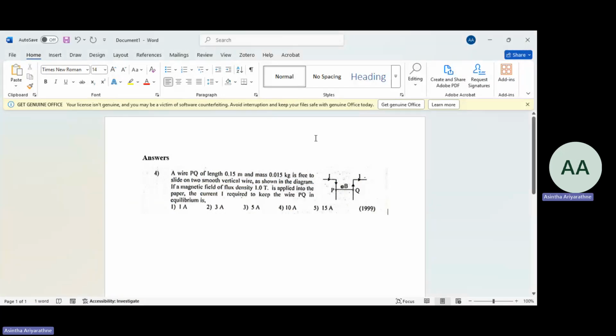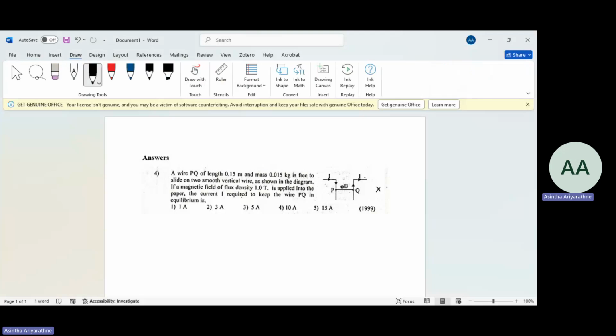So let's try this example. A wire PQ of length 0.15 meter and mass 0.015 kilogram is free to slide on two smooth vertical wires as shown in the diagram. If a magnetic field of flux density 1 tesla is applied into the paper, find the current I required to keep the PQ in equilibrium.